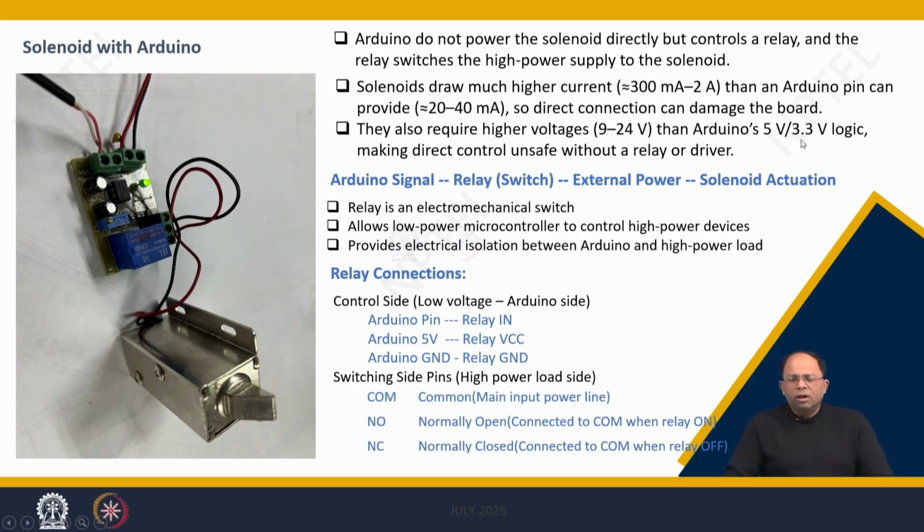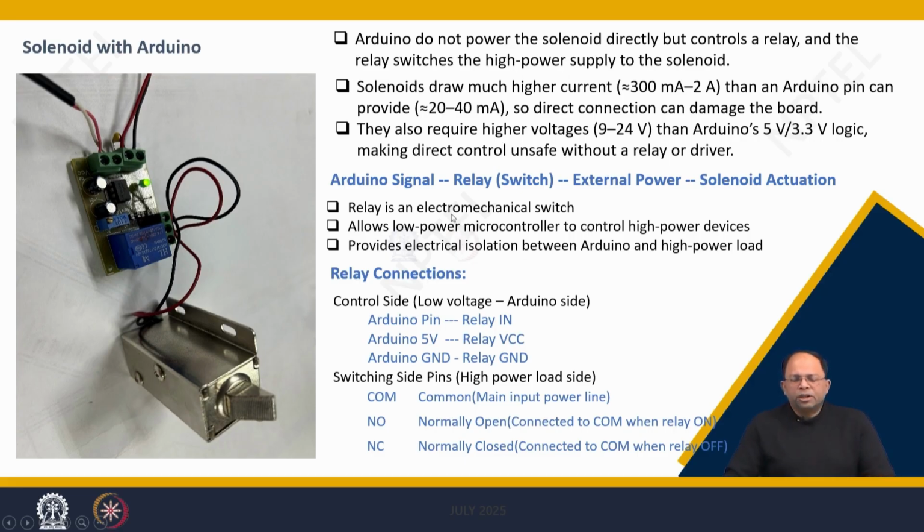So that means we cannot directly connect Arduino to the solenoid. So what we do is we select a relay which will supply this amount of voltage, and it will be connected to a normal power line, and we send a signal from Arduino to the relay switch to turn it on. So this is the sequence in which things are connected. We have Arduino which sends a signal to the relay switch, and the relay switch is connected with external power, and only after external power is turned on can the solenoid actuation happen.